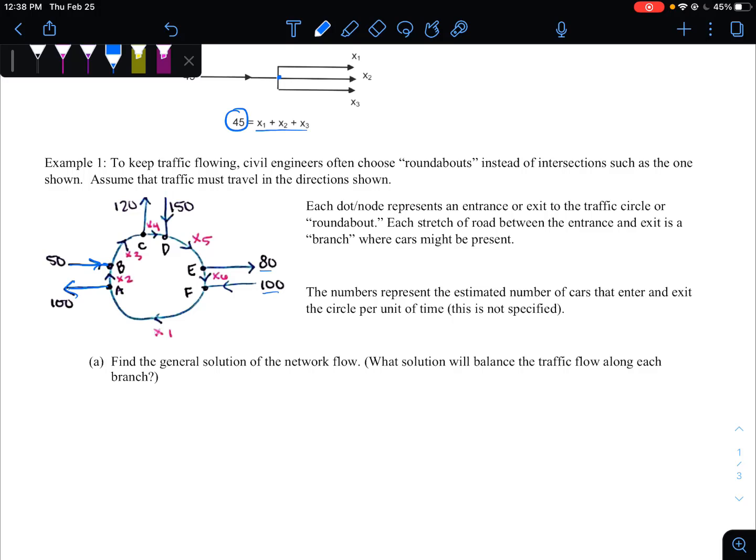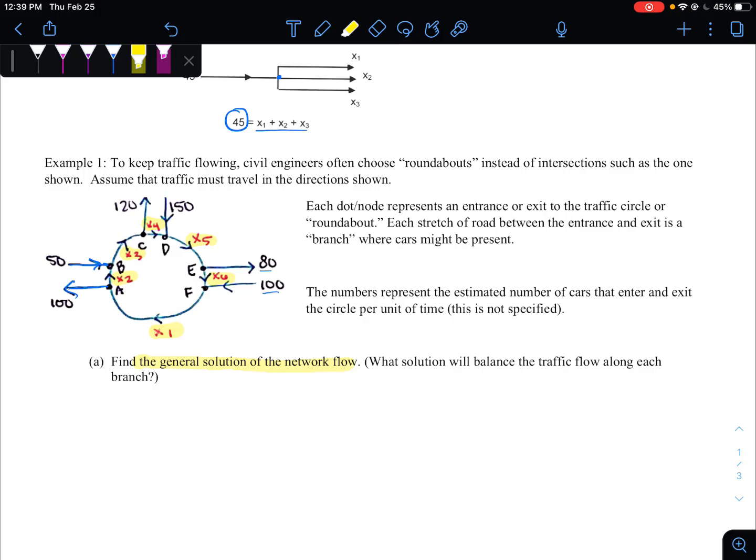So when we say something like find the general solution of the network flow, we're asking what solution, what vector, represented by the 6 variables x1, x2, x3, x4, x5, x6, will balance out all of this traffic flow so that not everyone ends up on x1. We can't have all of this happening at x1. That's how we get traffic jams. So how do we keep everything balanced?